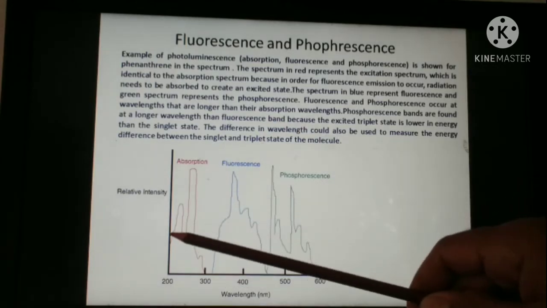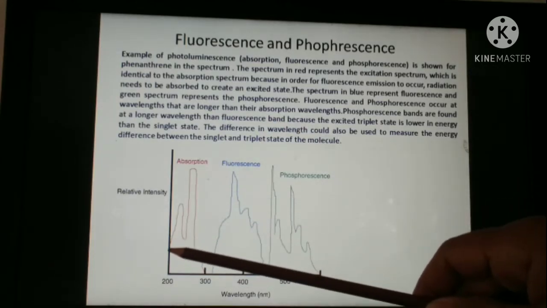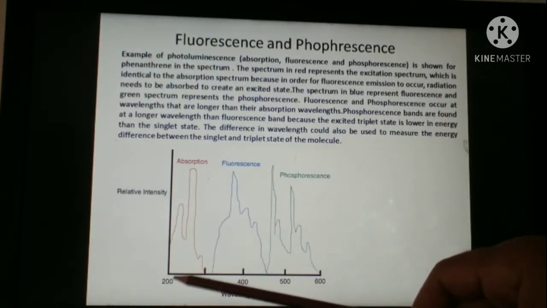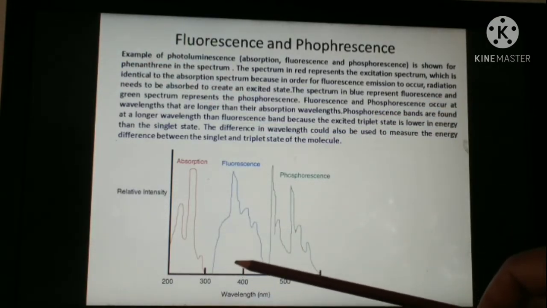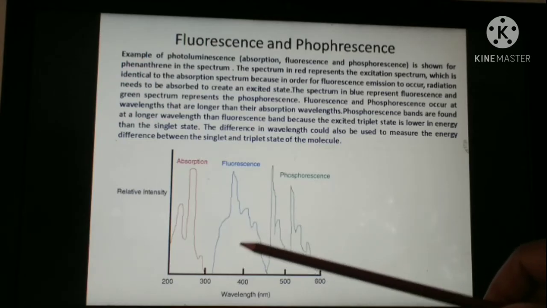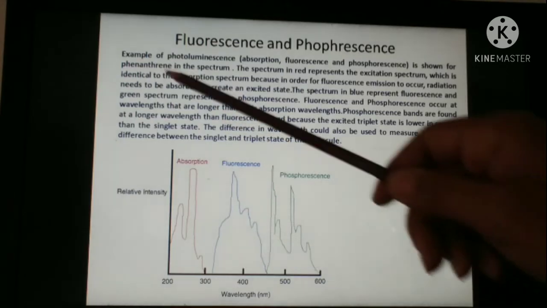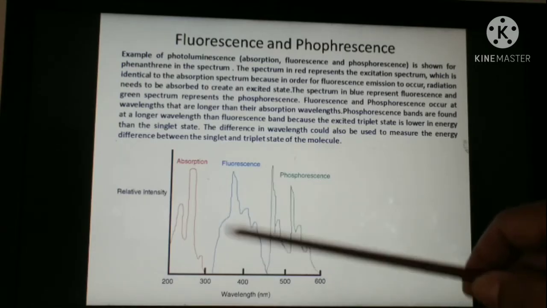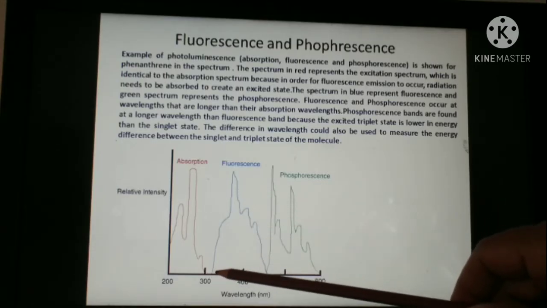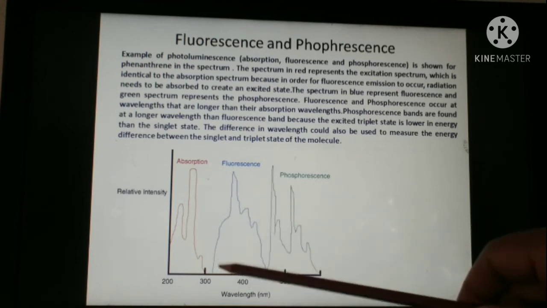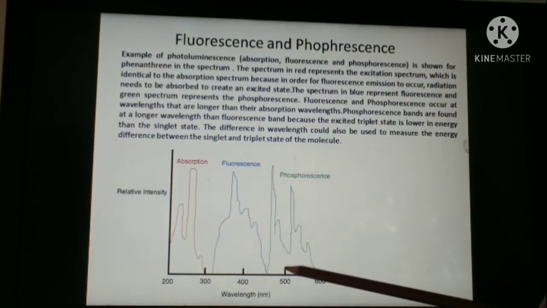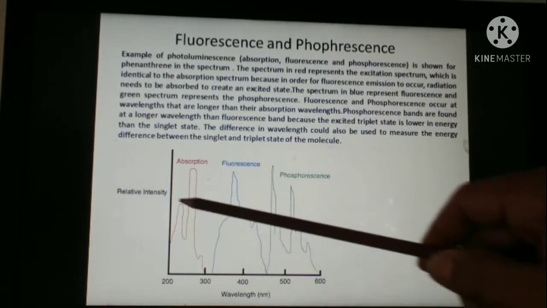Energy-wise, when light falls on phenanthrene, absorption occurs at higher energy. Fluorescence, which is the emission when the electrons of phenanthrene come from the excited state to the ground state, emits photons of less energy compared to the absorption. And when phosphorescence occurs in phenanthrene, it is at even lower energy compared to fluorescence and absorption.